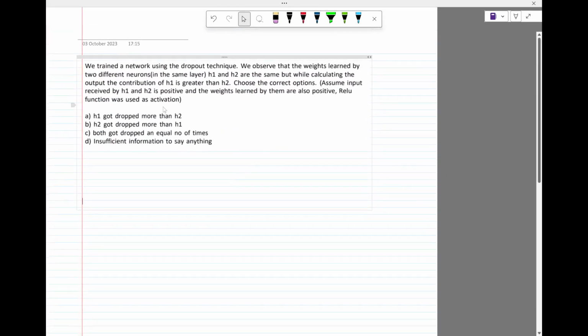So let's look at this question. We trained a network using the dropout technique. We observed that the weights learned by two different neurons in the same layer, H1 and H2, are same, but while calculating the output, the contribution of H1 is greater than H2. Choose the correct options. Assume input received by H1 and H2 is positive and the weights learned by them are also positive. Okay, so H1 and H2 receive positive inputs and the weights are also positive, and ReLU function was used as activation.